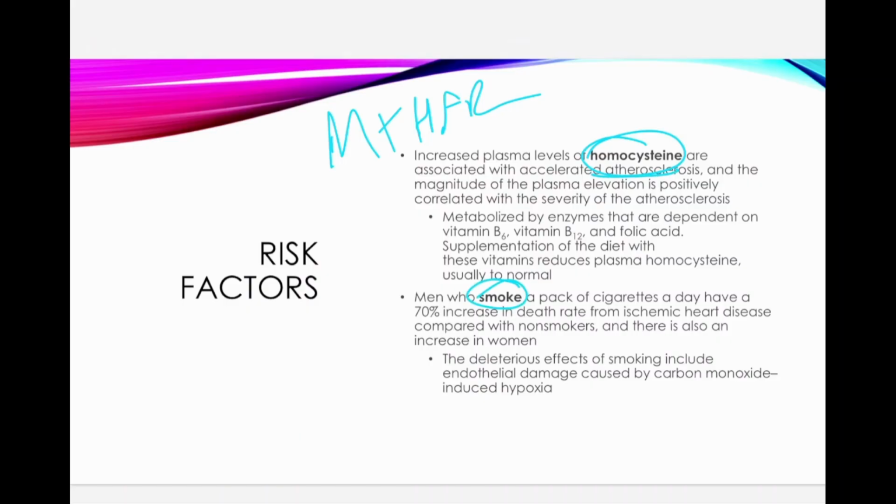Smoking. Okay, 70% increase in death from ischemic heart disease compared to non-smokers. And again, endothelial damage, plus carbon monoxide-induced hypoxia due to continuous smoking. Make sure you ask your patient, don't just say, do you currently smoke? What if I quit 3 months ago? I don't smoke now. You gotta say, have you ever smoked? Oh yeah, I smoked for 40 years, 3 packs a day. Oh yeah, but I quit 3 weeks ago, so I'm good now, right? No, you're not. Ask these questions.